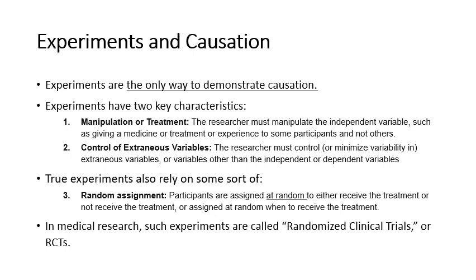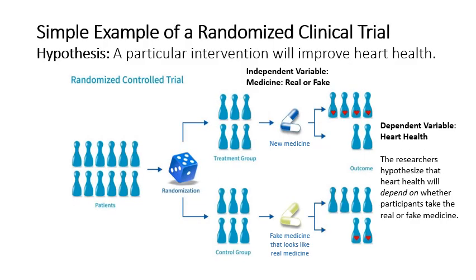True experiments also rely on some sort of random assignment, in which participants are assigned at random to either receive the treatment or not receive the treatment, or assigned at random when to receive the treatment. In medical research, we call these randomized clinical trials or sometimes randomized controlled trials, and the acronym is RCTs. And they look like this.